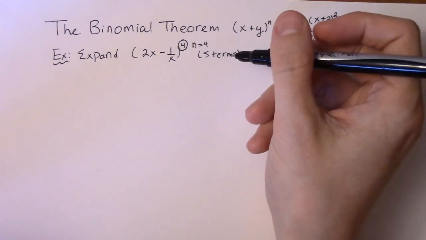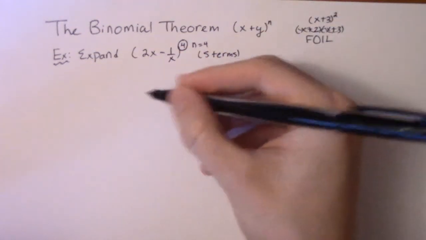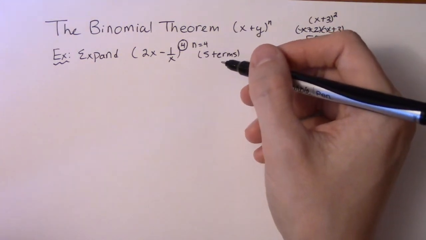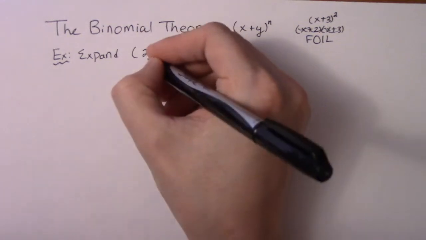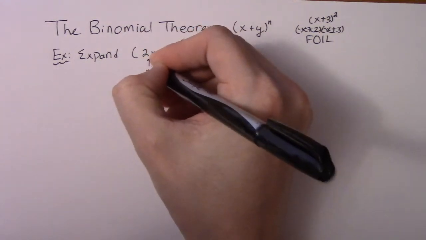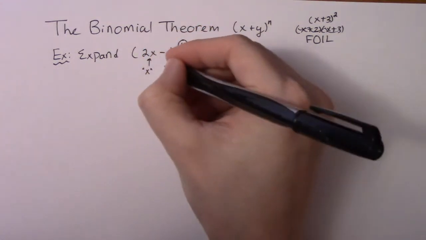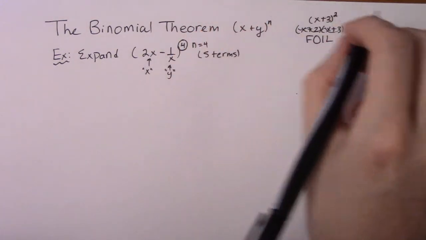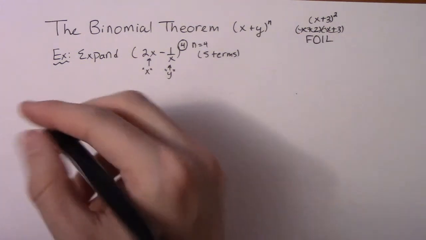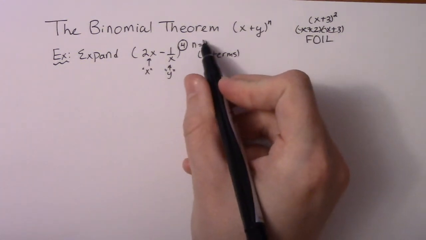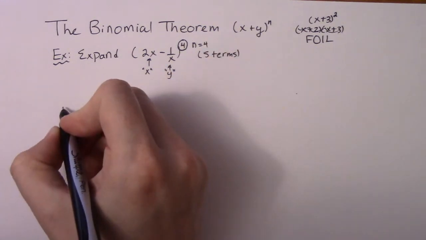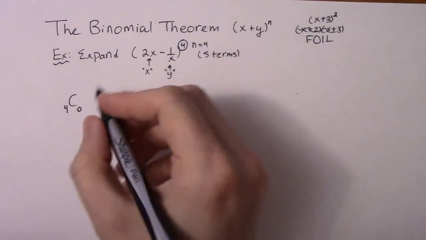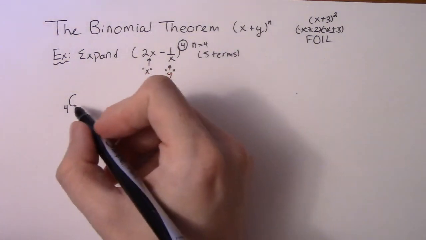So that means when I write it, I'm going to have 5 separate things that I need to work on. It's actually really easy to get that initial first step. All I need to do is recognize that this is my x, in quotations, and this is my y, in quotations. What I tell my students is you start with recognizing what your n value is. My n value is 4. So I start with 4 choose 0, and that's going to be my initial coefficient.